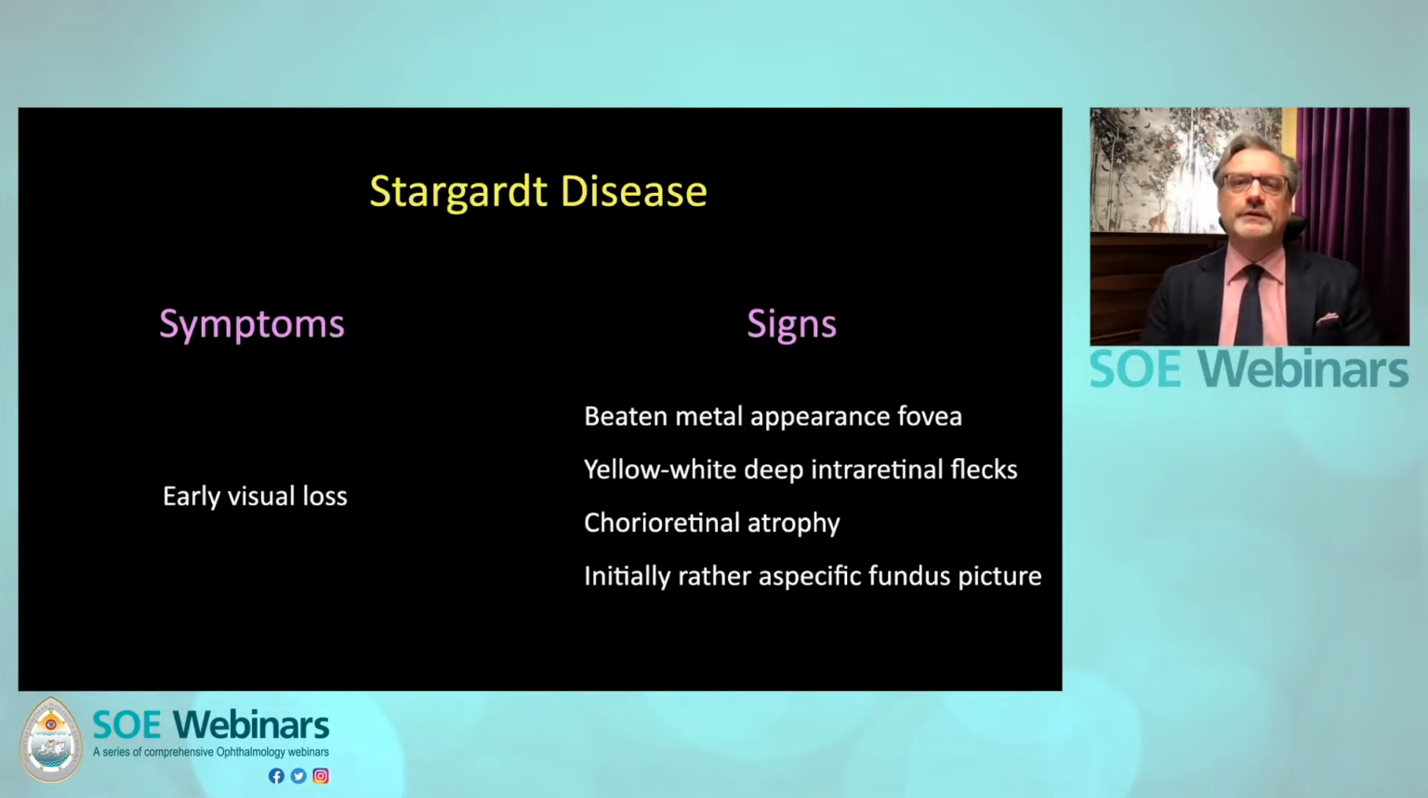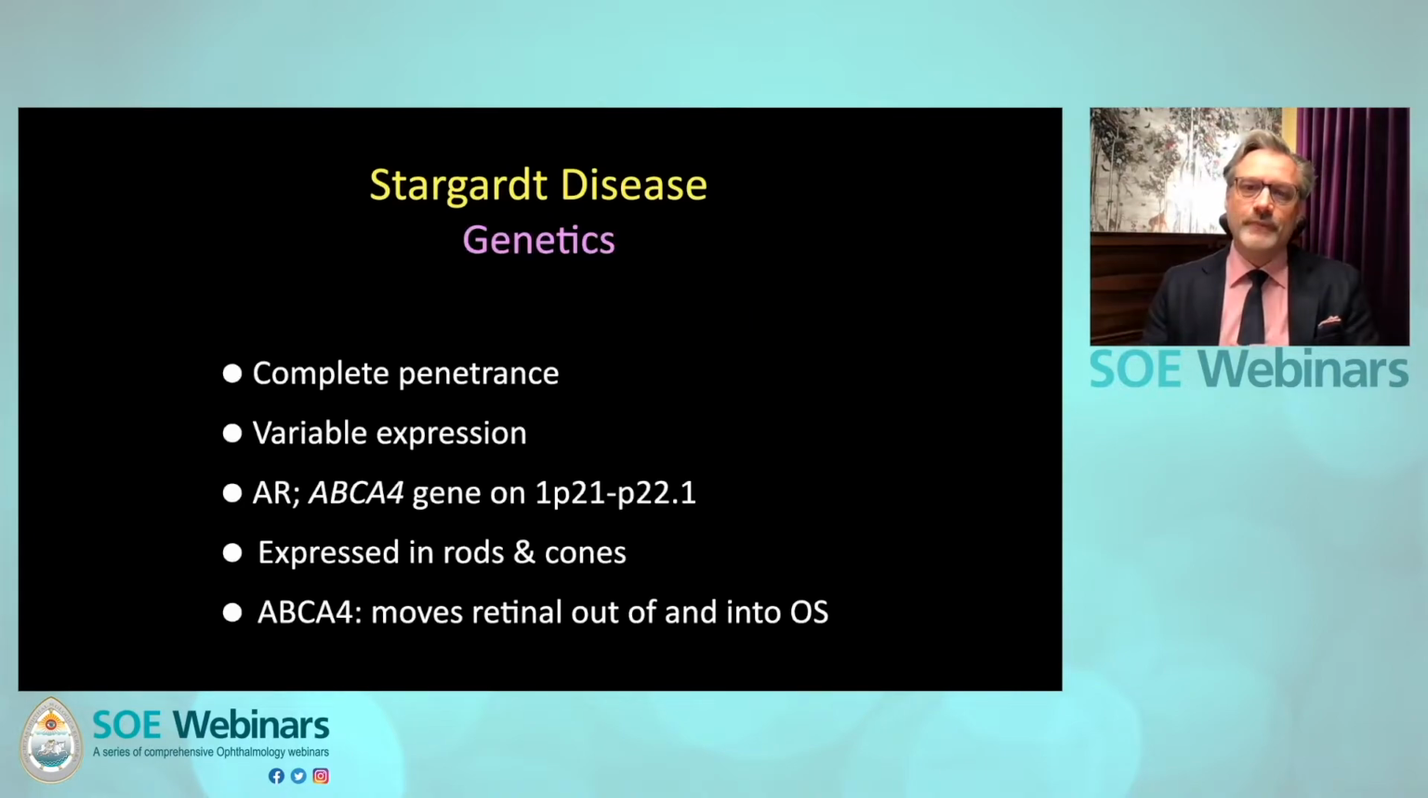So let's first look at the condition called Stargardt disease. Patients will generally present with early visual loss. Signs in the back of the eye will be the beaten metal type fovea. Some people will already have yellow-white deep intraretinal flecks in a fishtail-like manner. Chorioretinal atrophy is seen later on, but initially you can be fooled and the retina may look normal and people may think this is functional visual loss.